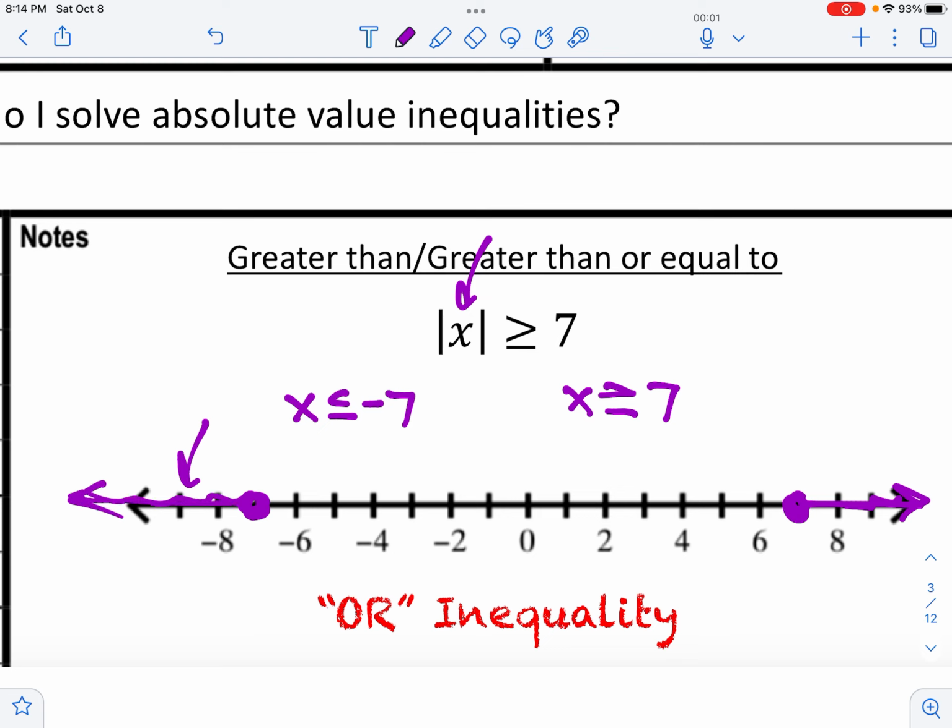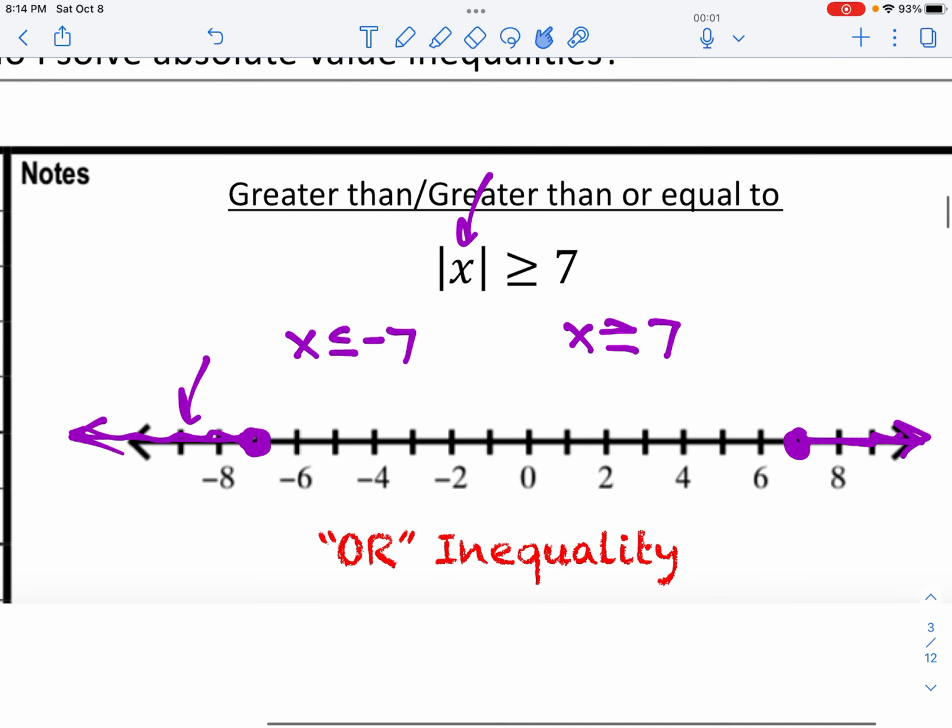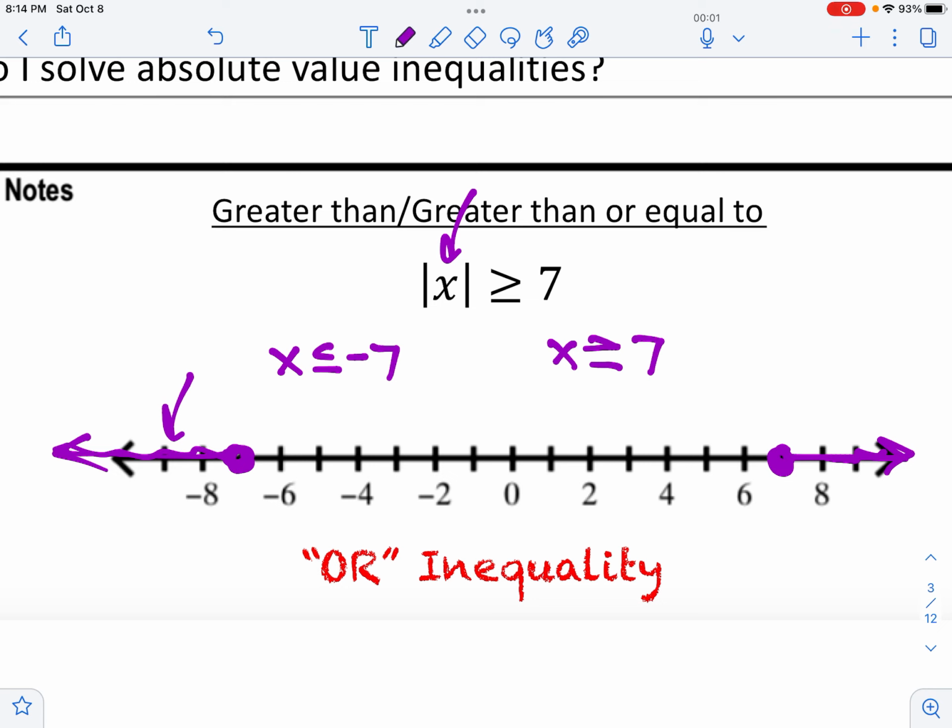So really, what does this do? This acts like an OR inequality, right? I have two parts. They're both graphed on there, just like we saw in our last lesson. So when you see a greater than or equal to, it acts like an OR inequality.